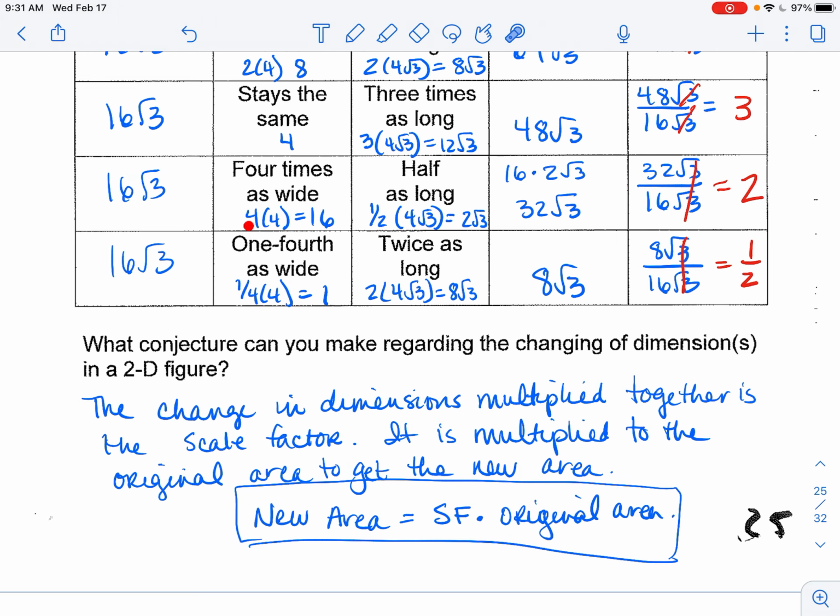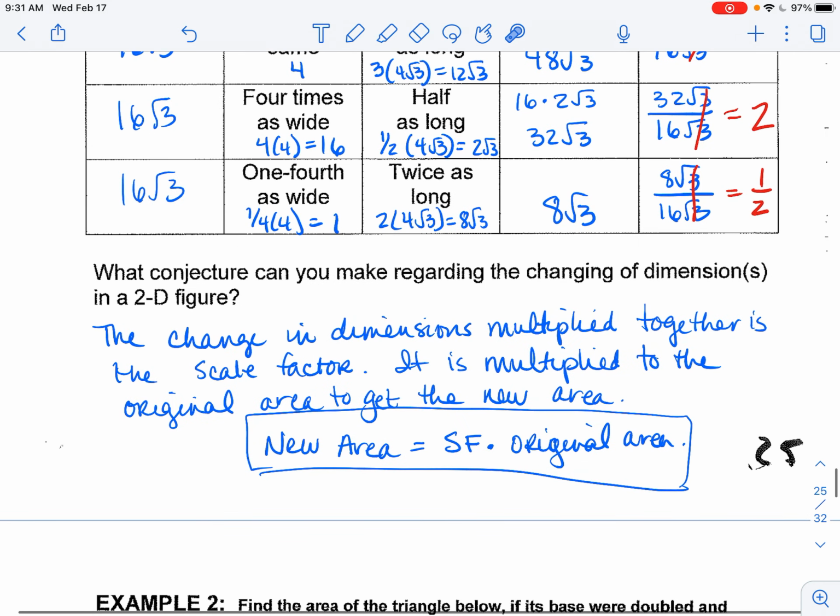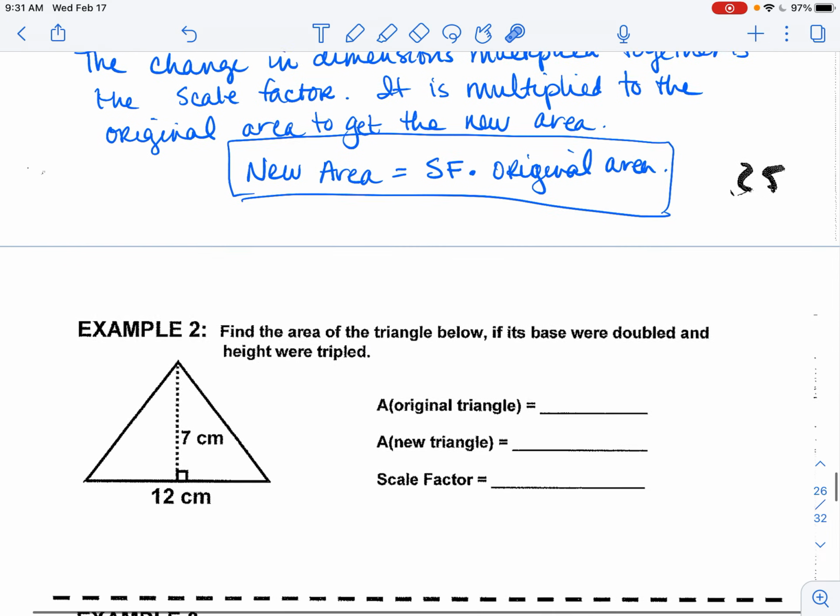4 times as wide, half as long. So 4 times a half is 2. 2 times 16 root 3 is 32 root 3. And in the last one, 1/4 times 2, 1/4 of 2 is a half. A half times this, 16 root 3, is 8 root 3.